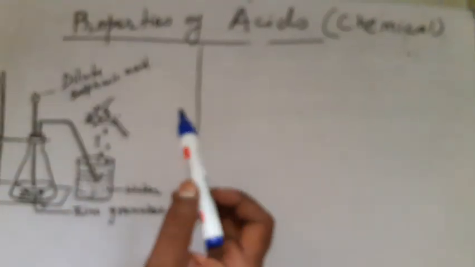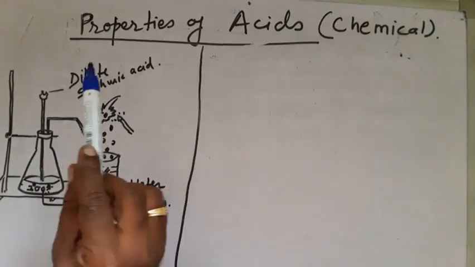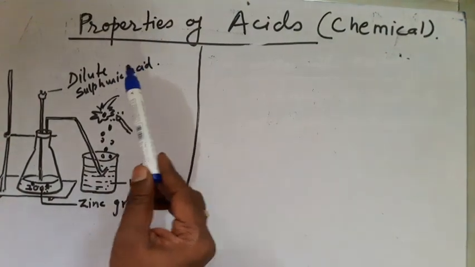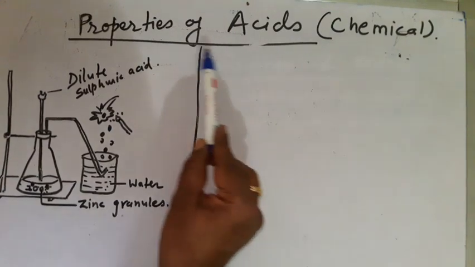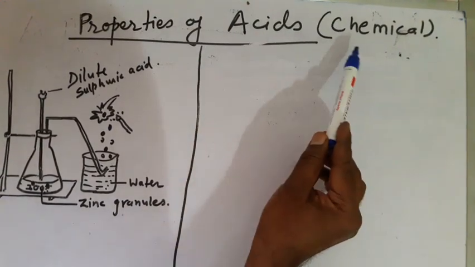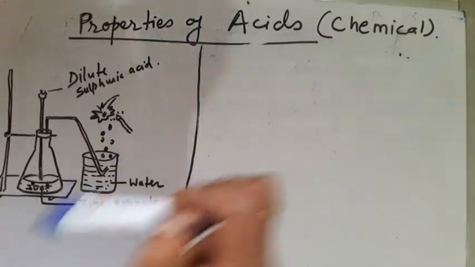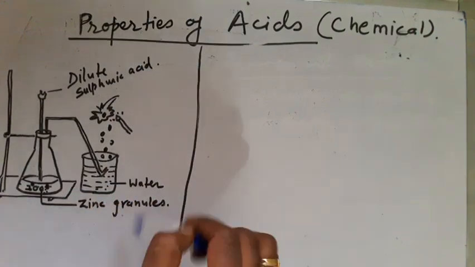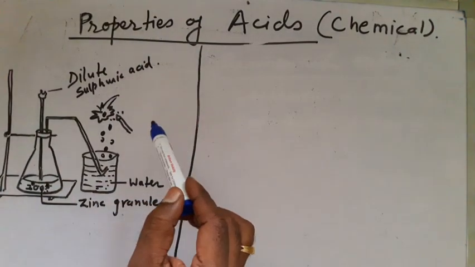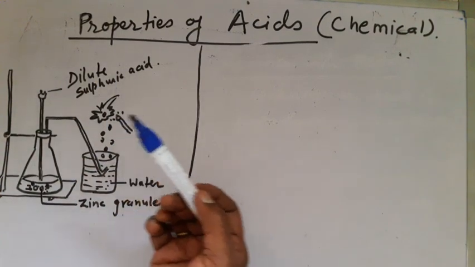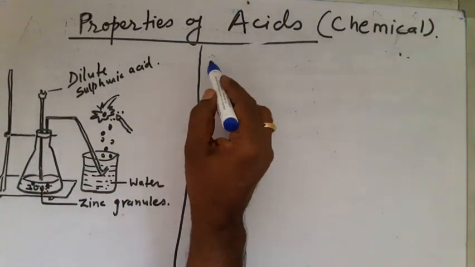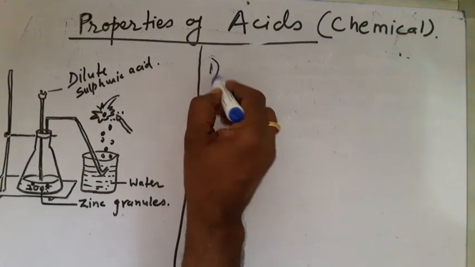Yes, Jai Hind student. Now, in this video, we will study about the chemical properties of acid. This is a picture, a simple diagram of something. Now, I will disclose what is happening here. So, first of all, the first property is the reaction with metals.